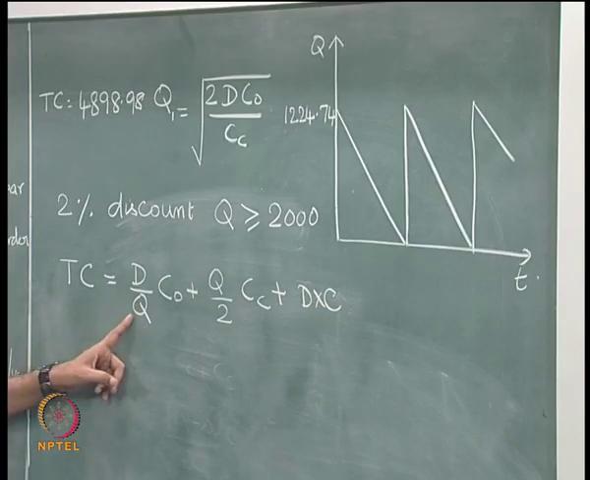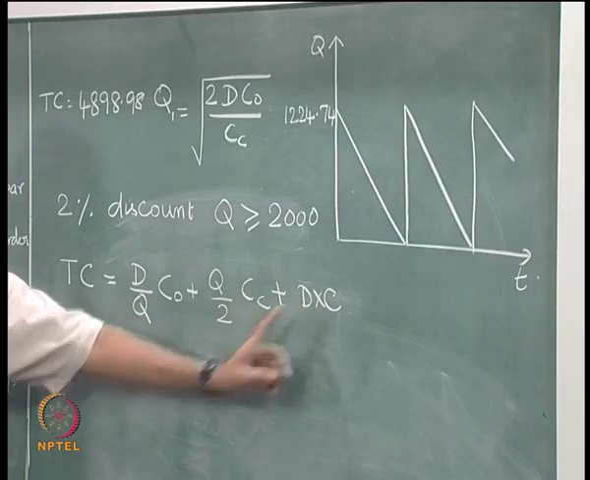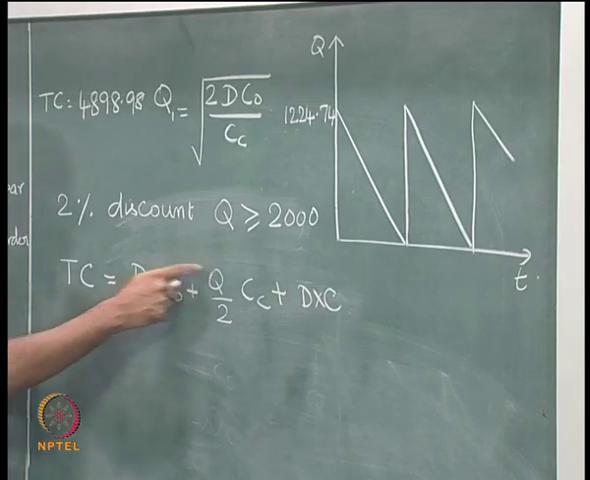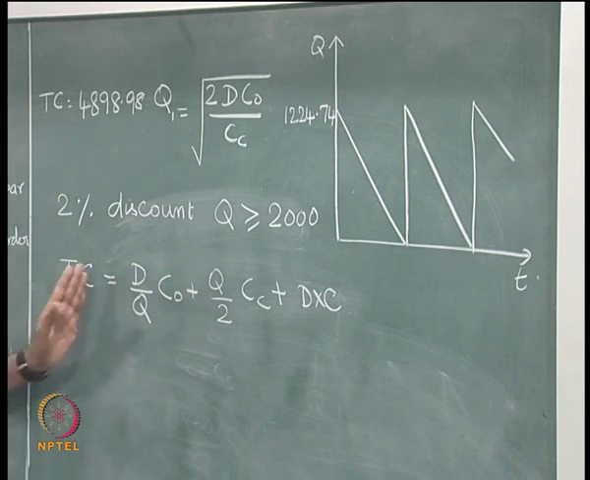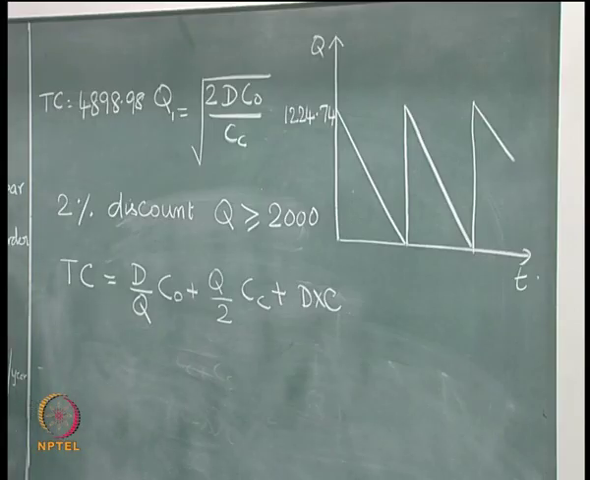Now, this is the ordering cost component, this is the inventory holding cost component, and this is the cost of the item per year. Since the variable was how much to order and the variable did not figure in this D into C, in our derivation we left it out because D into C is a constant, and then we derived this expression.